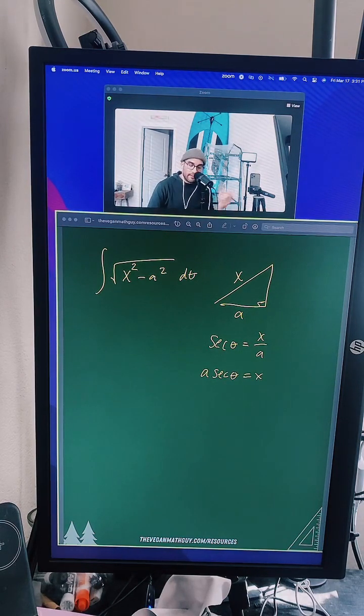See how beautiful that is? And then from there again, you're going to have to use Pythagorean theorem, but then you get x squared minus a squared here in your opposite side.